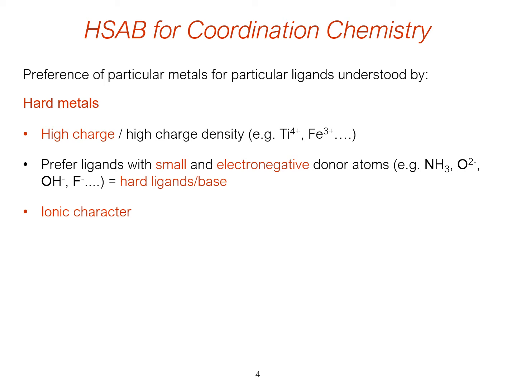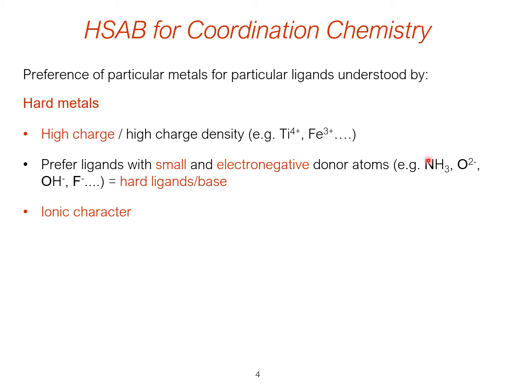So I was saying that hard relates to either strongly polarizing or strongly polarizable. In the case of metals, strongly polarizing is a hard metal. So this is something with a high charge or a high charge density. For example, we've got here titanium 4+, which was in that example in the first slide, Fe 3+. You can see they've got a high charge, and these are from the first row of the transition metals, so they're going to be the smallest metals that there are. They've got a high charge and a high charge density, and these prefer hard bases, which are ligands that are small and have electronegative donor atoms.